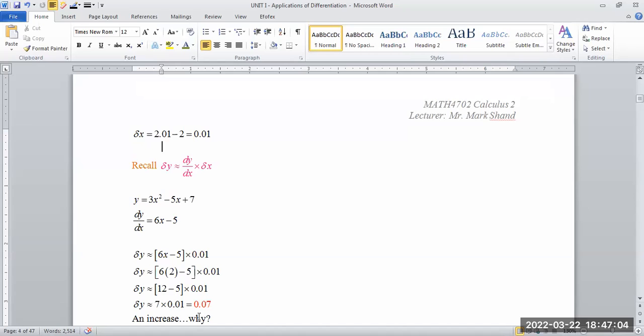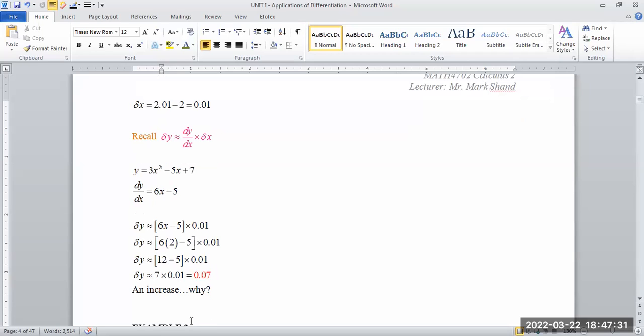Why is it an increase? Let me see if you're thinking. Why is it an increase? Because 0.01 to 0.07. It's a positive, not a negative. Very good. That's what I'm looking for. I want you to say to me that it's positive and not a negative value. So it is positive, so it tells me that it's an increase.